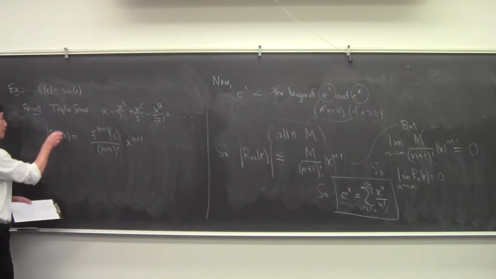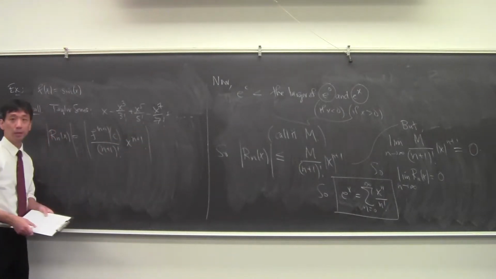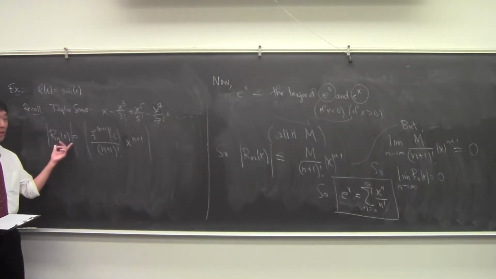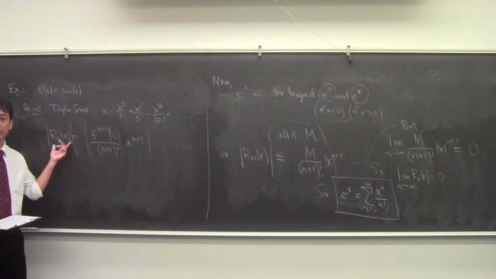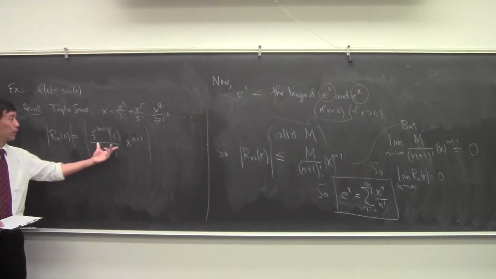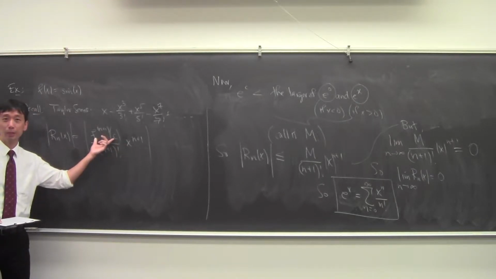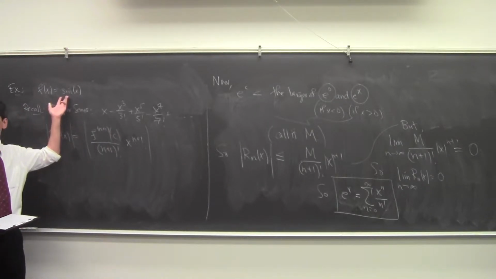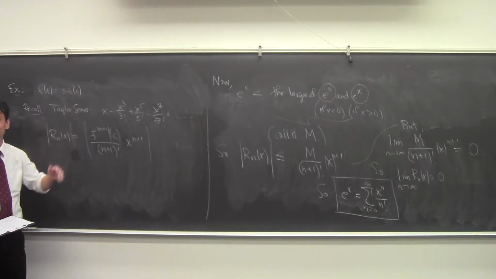Okay, I'm going to put absolute values on everything, because we're just trying to show that this thing goes to 0. As long as the absolute value of it goes to 0, it goes to 0. So what can you tell me about the absolute value of the derivatives of the sine? What kind of control do you have on the absolute value of the derivatives of the sine? How big can they be?